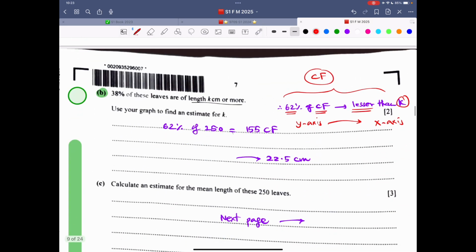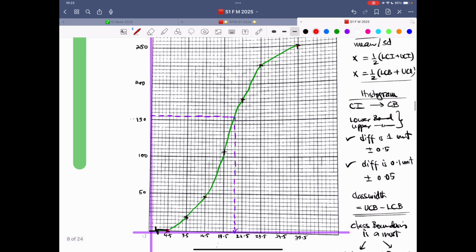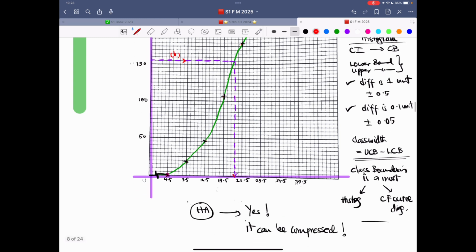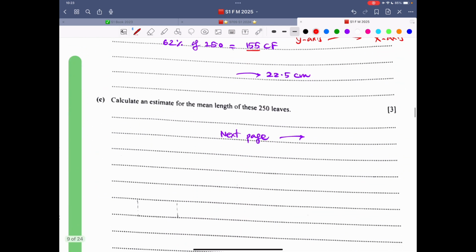Yes, it's 250. That is 155. I go to 155. I read off this value. That is right over here. So this is the answer of part B, and that is how you obtain it. And this answer comes out to be 22.5. And then it says calculate an estimate of the mean length.